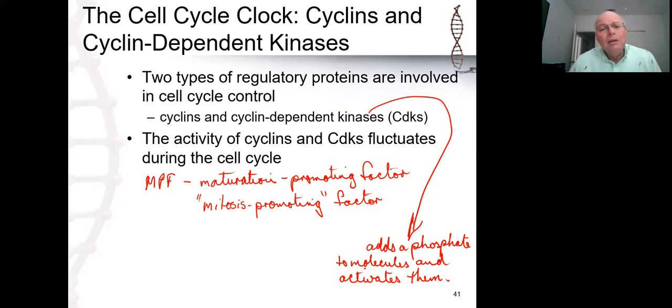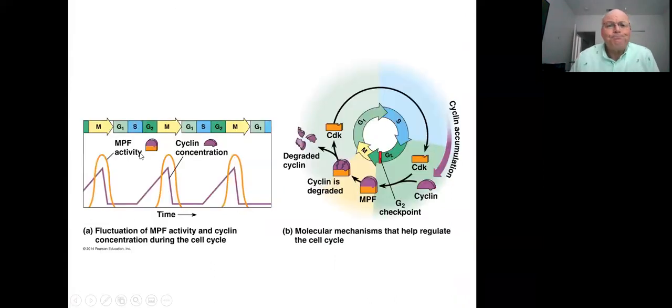That being said, we're going to talk about a particular cyclin-dependent kinase and its cyclin, and it's one of the first that was ever discovered, and it forms this maturation promoting factor, or as I like to refer to it, mitosis promoting factor, because that more accurately reflects what it does. So let's take a look at the diagram that illustrates how this works.